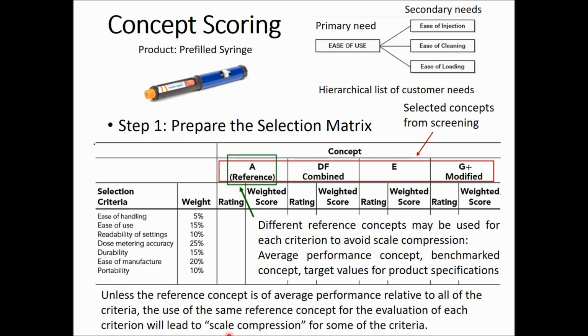Particularly, there is a phenomenon called scale compression. Ideally, if the reference is average for all criteria, then we could get plus and minus from that average for different concepts when you compare. But if the reference is the best, then always the weightage for other concepts will be much less than what you want. So to avoid that, we are rather happy to consider different references for different criteria. I'll explain this with an example in the next slide.